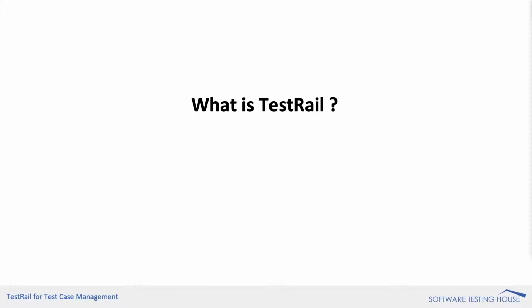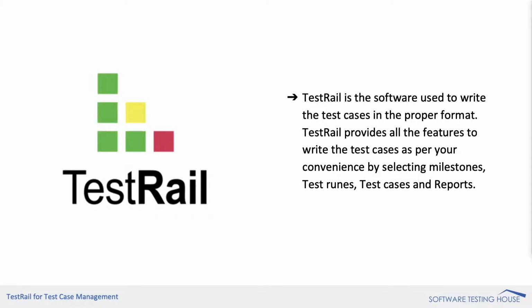What is TestRail? TestRail provides all the features to write the test cases as per your convenience by selecting milestones, test runs, test cases, and reports. The best thing is that it provides the Jira integration, so we can directly assign the bugs in Jira through TestRail. Let's sign up for TestRail free trial. With the free trial, you will have enough time to discover the TestRail and learn the basics.